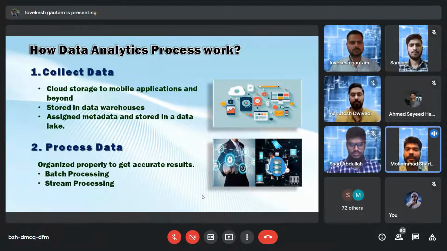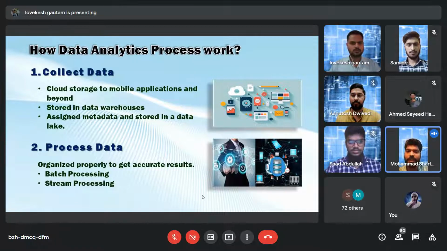So big data analytics refers to collecting, processing, cleaning, and analyzing large data sets to help organizations operationalize their big data. Let's see how data is collected. Data collection looks different for every organization. With today's technology, organizations can gather both structured and unstructured data from a variety of sources, like from cloud storage to mobile application and beyond.